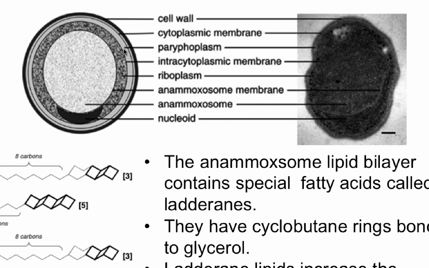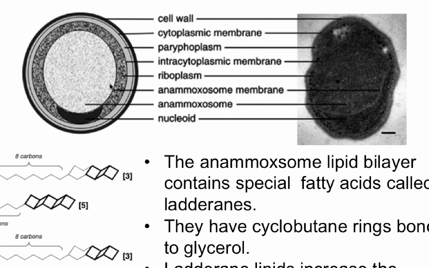After that, it has a cytoplasmic membrane right underneath the cell wall. But then this microorganism has another intracytoplasmic membrane, so it has a double membrane system. In between the cytoplasmic membrane and the intracytoplasmic membrane, you have a region called the paryphoplasm, shown over here. Now, the riboplasm is what we consider to be the cytoplasm, called riboplasm because you have ribosomes in that area, and the nucleoid of the bacteria is contained within the riboplasm.